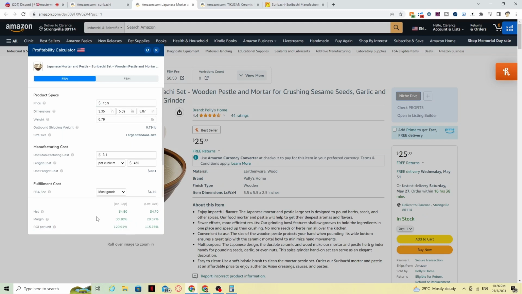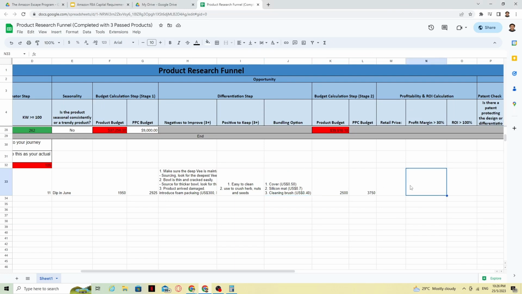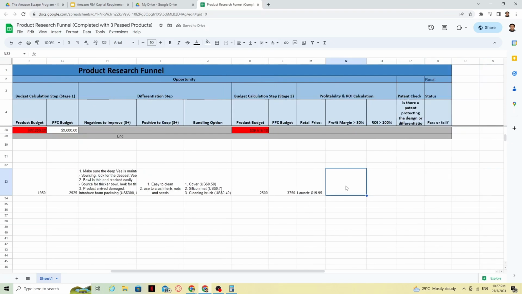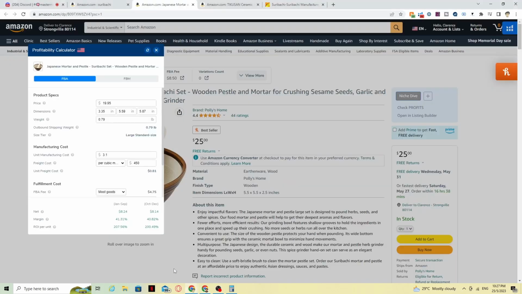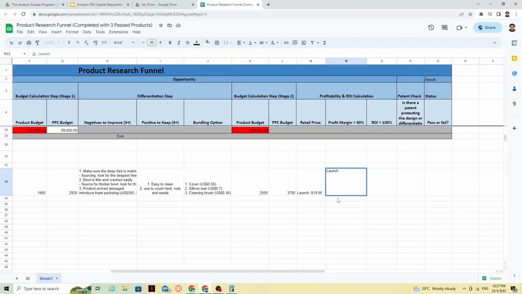100% ROI. This is amazing. Okay, so over here maybe my launch price I won't be so low, but I know I have the capacity to go down this low. But look at the market, maybe I can do 19.95 to enjoy this kind of profit margin. So over here, maybe we can put the launch price at 19.95. Okay, so if you can get the launch price at greater than 30% profit margin, I think you are amazing.